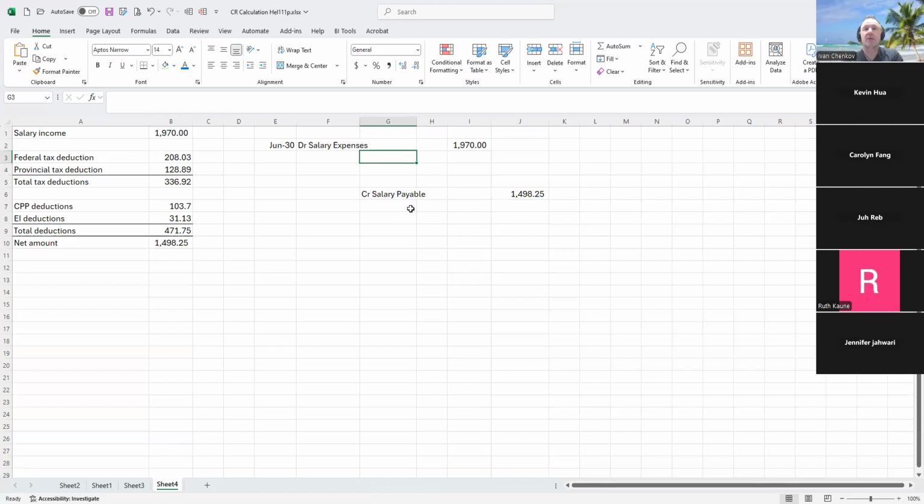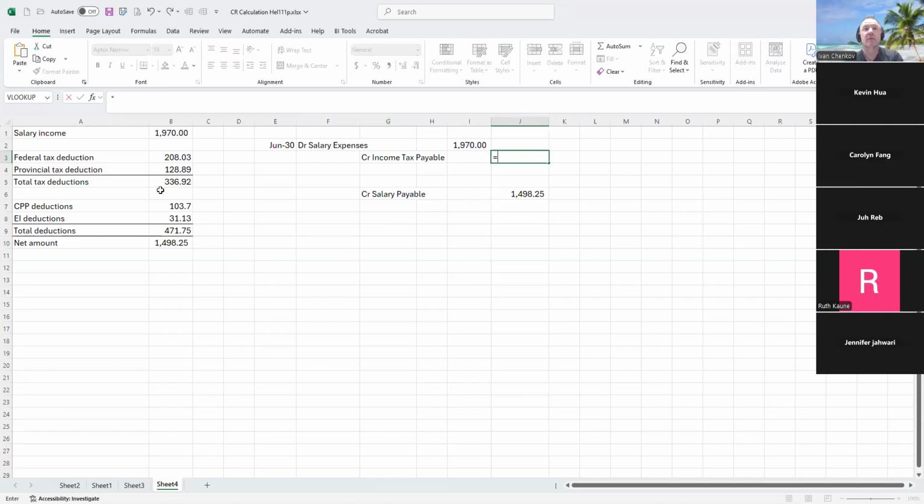Let's start with the main thing. Taxes. Credit income tax payable. How much we have to pay for the income tax? That amount. Now the question is, from where are we gonna get this money? From where are we gonna get 336.92 in order to pay to the government?